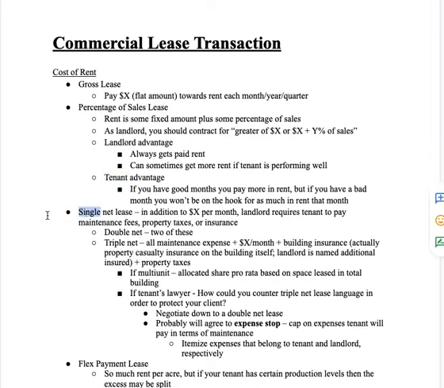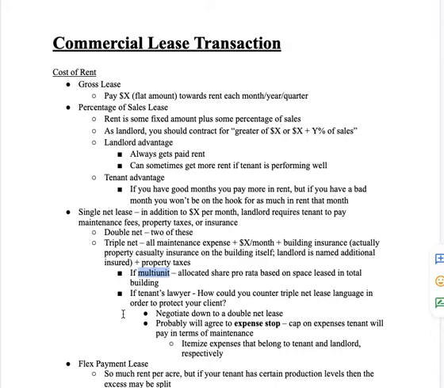Next is a single net lease. In addition to X dollars per month, the landlord requires a tenant to pay either maintenance fees, property taxes, or insurance. A double net lease is when you pay two of these. Triple net lease, obviously, is when the tenant pays X per month plus all maintenance expenses plus building insurance, plus property taxes. So triple net lease is when the tenant's paying everything: maintenance, insurance, and property taxes. If it's multi-unit, it's allocated. Share is pro rata based on space leased in the total building.